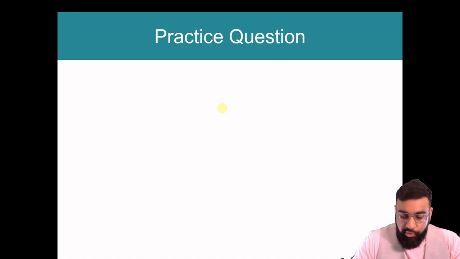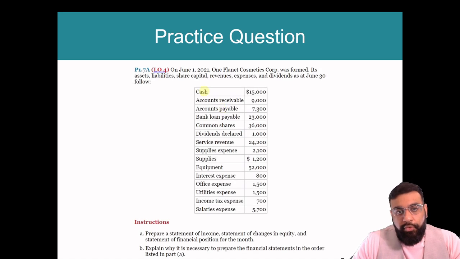All right, now we're going to do a practice question. So on June 1st, 2021, One Planet Cosmetics Corp was formed. Its assets, liabilities, share capital, revenue, expenses, and dividends as at June 30th follow. So we have a bunch of different accounts here.